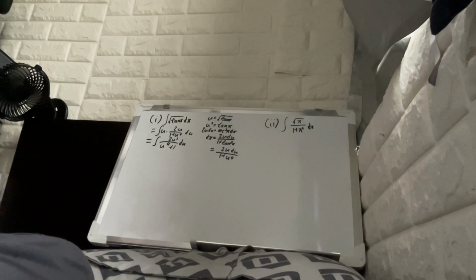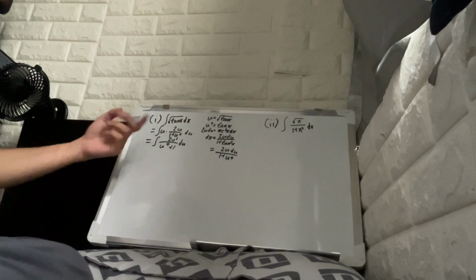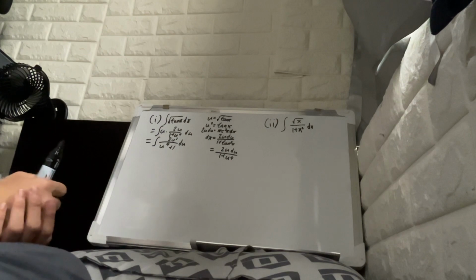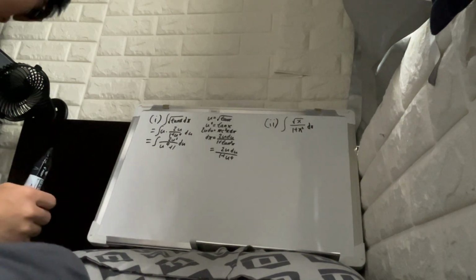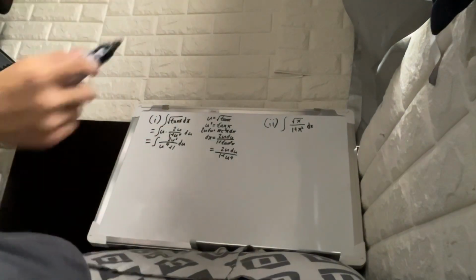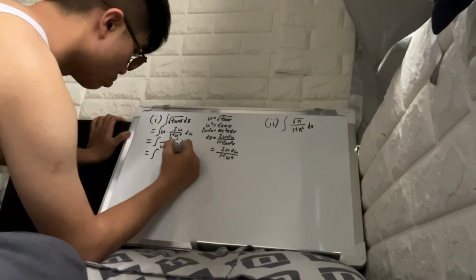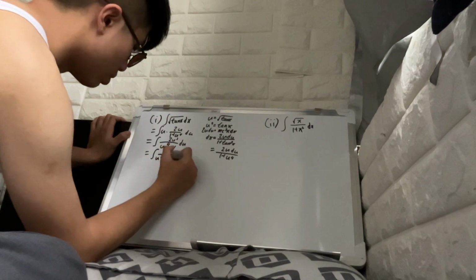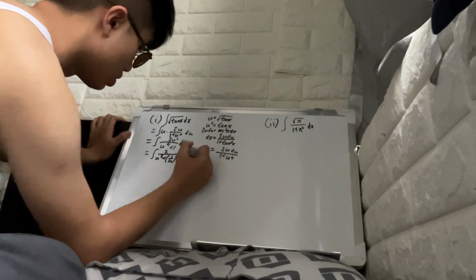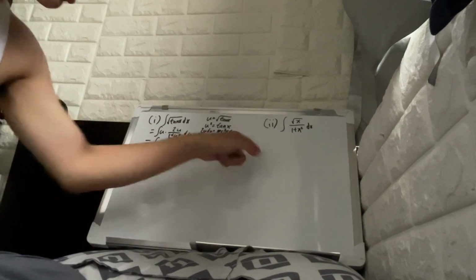And how can we integrate it? Since the denominator is u to the power 4 plus 1, it would be kind of torture to factor it. Since the power is too high, let me divide both the numerator and denominator by u squared. You get 2 over u squared plus 1 over u squared. Let me factor it as 1 over u and then square that, du.